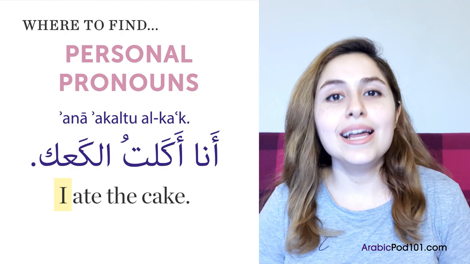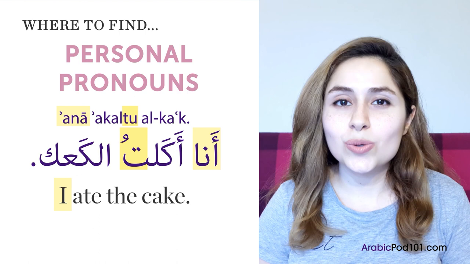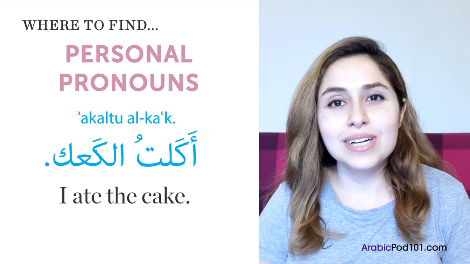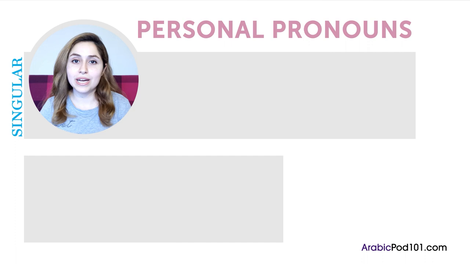However, it's common to omit ana because it's already included as the suffix tu in the verb akaltu. So the sentence could look like this. Akaltu al-ka'k. For beginners, it might seem like there is no indication as to who the subject is, but in fact, the subject is included inside the verb itself. So the addition of an independent personal pronoun is a bit redundant. Nevertheless, it's important to know them, so let's take a look at independent personal pronouns in Modern Standard Arabic.